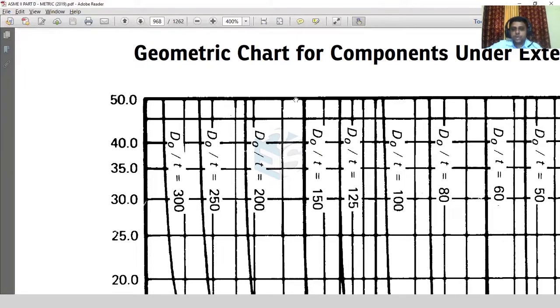We are also going to calculate the factor A value with the help of the tabular method, and we are going to compare it.